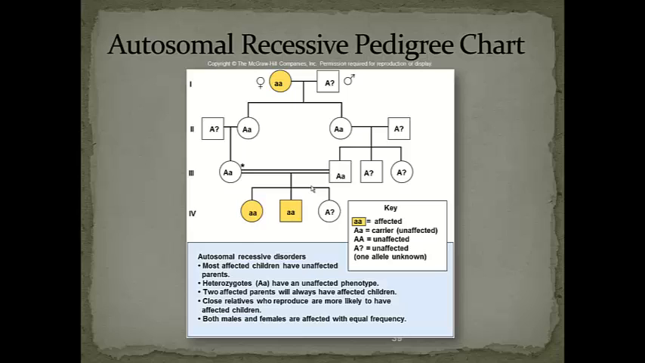In autosomal disorders, autosomal recessive and also autosomal dominant, both males and females are affected with equal frequency. Also, close relatives, like the cousins in generation 3, who reproduce are more likely to have affected children, because you are more likely to find 2 people carrying the same recessive allele in the same family tree.